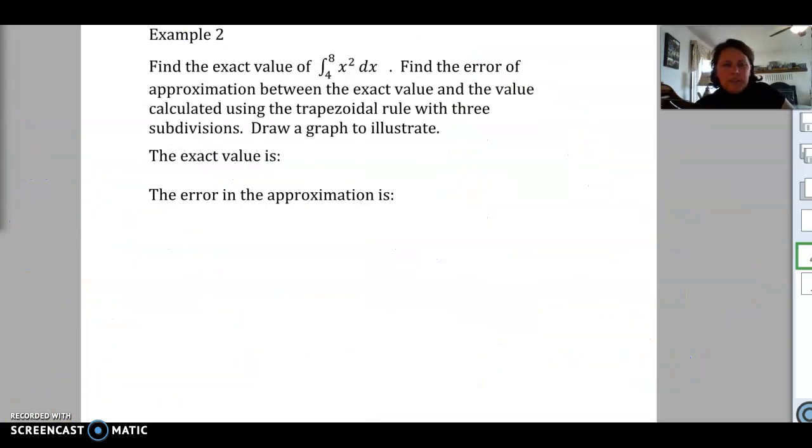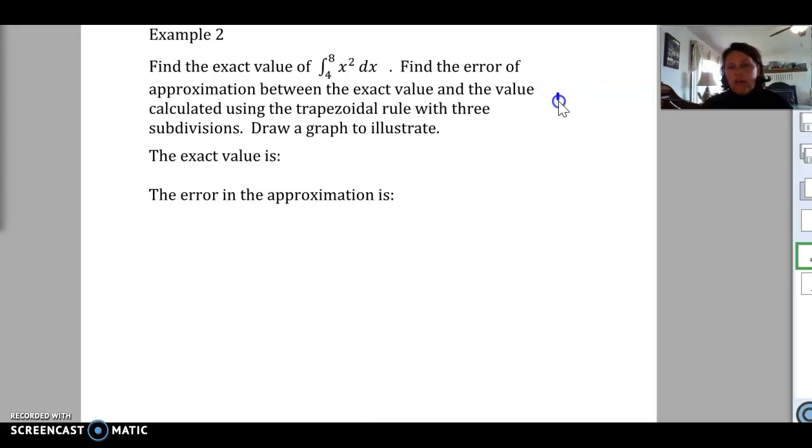Okay, example number 2. We've got: find the exact value of the integral of x squared dx from 4 to 8. Find the error of approximation between the exact value and the value calculated using the trapezoidal rule with 3 subdivisions. So this means that we need to look at both the real solution and the solution that we get using the trapezoidal rule.